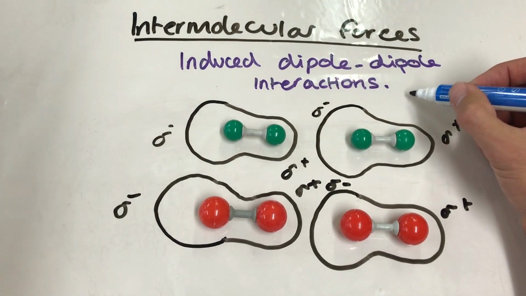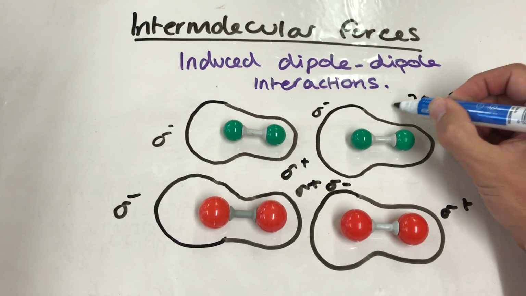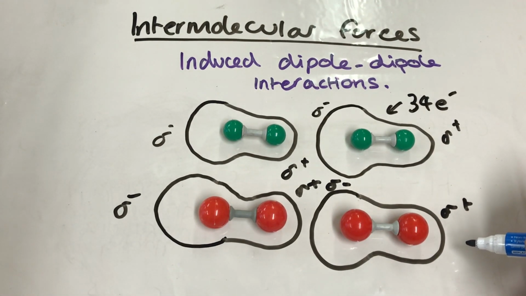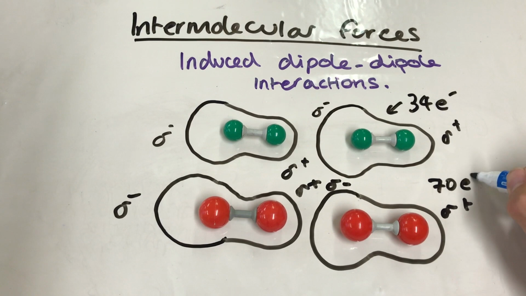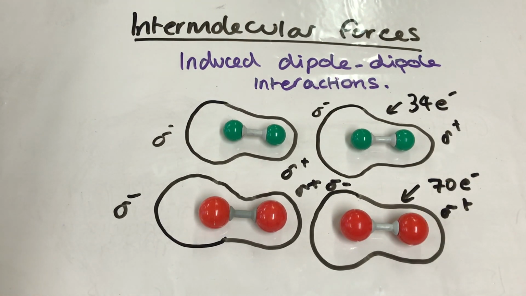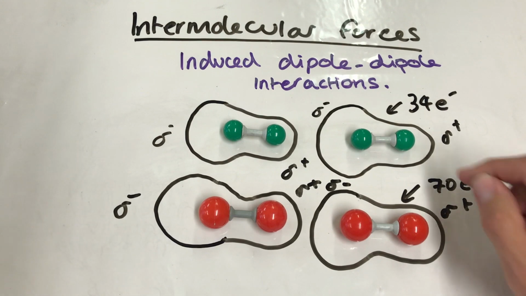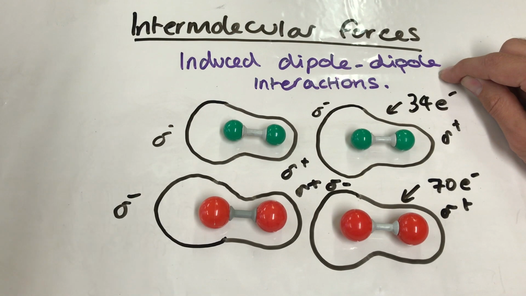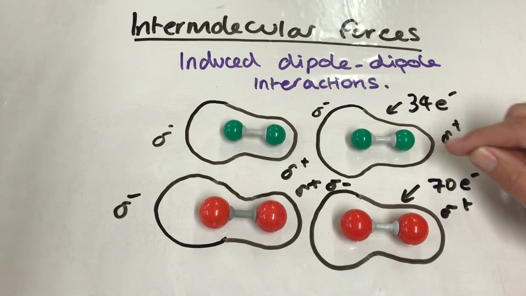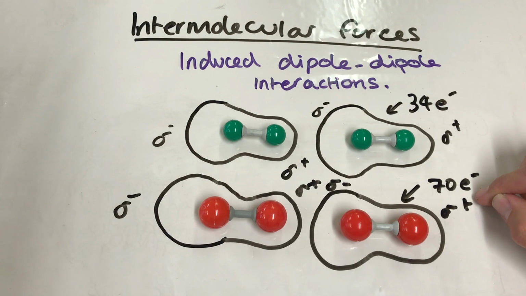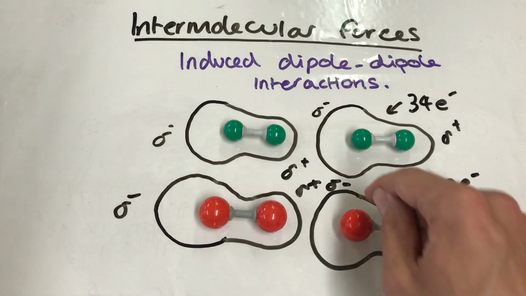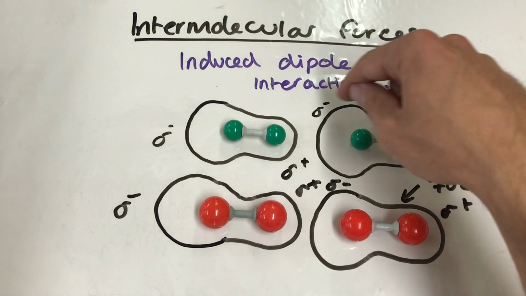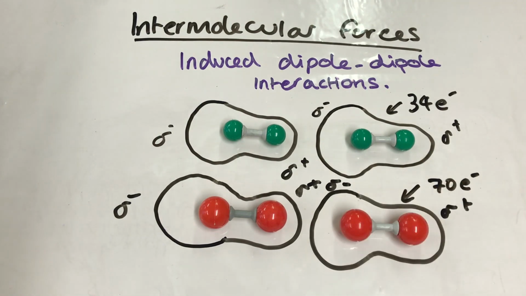So we've got 34 electrons for this chlorine molecule, but we have 70 electrons for this bromine. Now this is really, really important because the bromine having more electrons means that the induced dipole-dipole interactions are stronger than they are in chlorine. So the more electrons there are, the stronger the induced dipole-dipole interactions are because the shift of electrons is greater. So this is going to be slightly more negative than this one here is, because there are more electrons moving in the bromine. Now that happens as you work down the group.